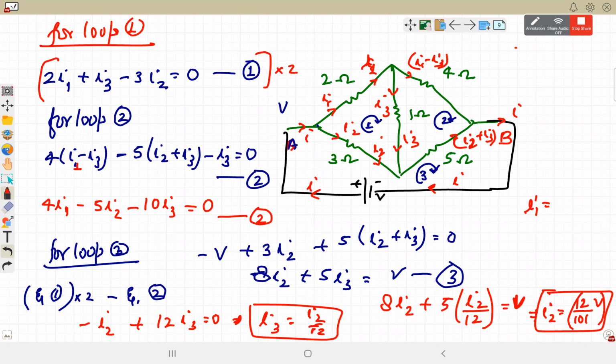I1 कितना आ रहा है ऐश्वर्या? What is the value of I1? Anyone? I3 comes out 1 by 101.